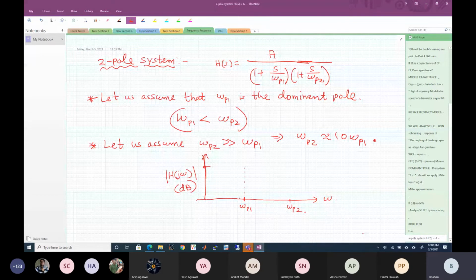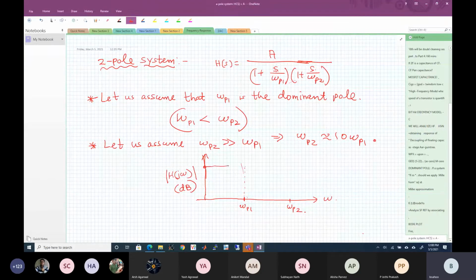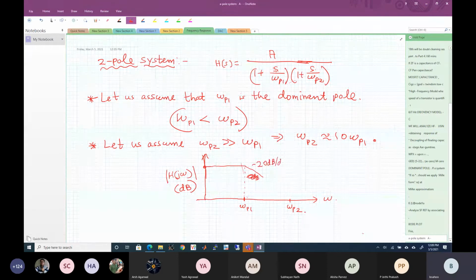At omega P1, omega P2 is much greater than this. So I substitute omega P1 here, then this number will be much smaller than 1, so I can ignore the second term. So for this frequency, this system behaves like a single pole system, which means at this frequency, if I draw the asymptote, the gain here drops to minus 3 dB. It starts rolling off at minus 20 dB per decade.